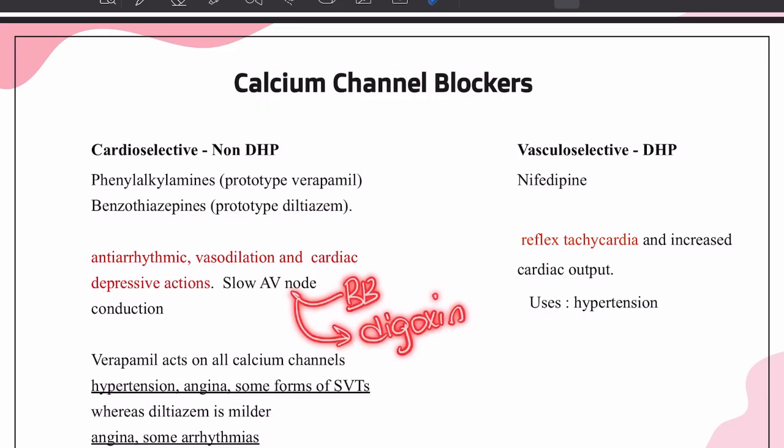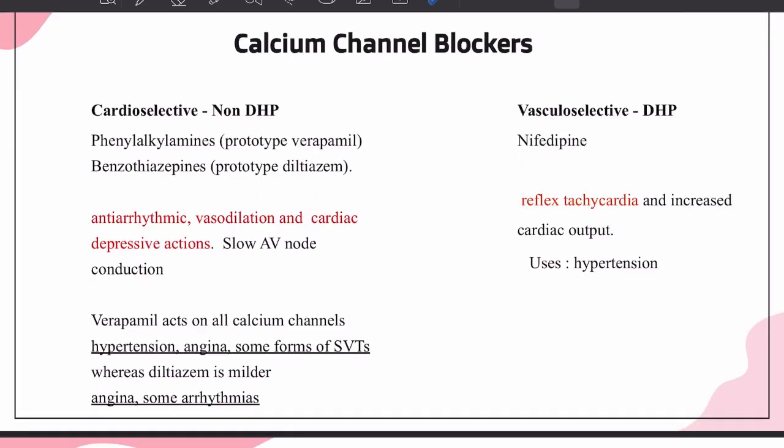Digoxin has a positive inotropic effect. So it will increase the force of contraction, but it slows down the AV node conduction. So ideally, we don't want to administer them together. Again, your non-dihydropyridines, verapamil or diltiazem, are cardioselective, whereas dihydropyridines, you can say, are vasodilators and vasculoselective, with reflex tachycardia as a main side effect or complication with them.